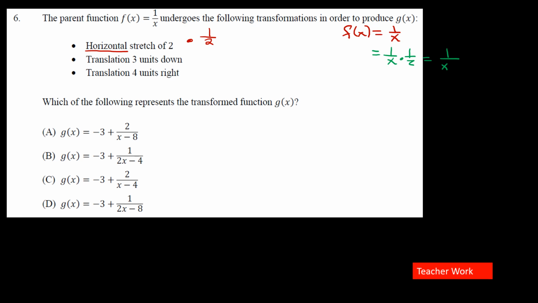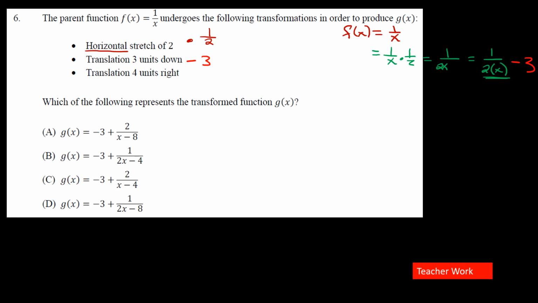Because right now it's going to make a little bit of a difference, which is the same thing as just 1 over 2 times x. And we'll use this here. Okay. Then it says that we're going to have a translation of 3 units down. So if we have 3 units down, that means we're subtracting 3 on the outside. So minus 3.